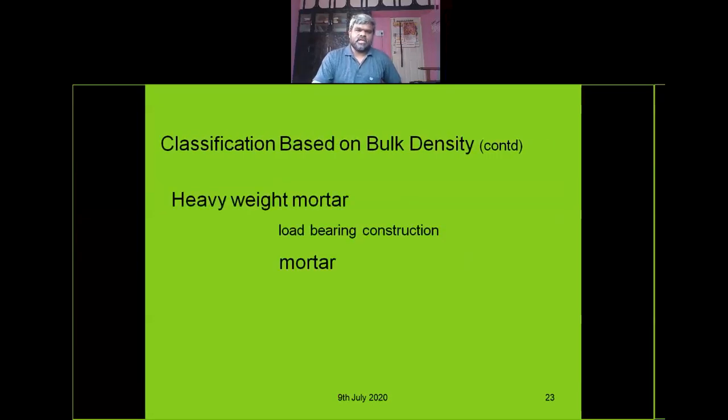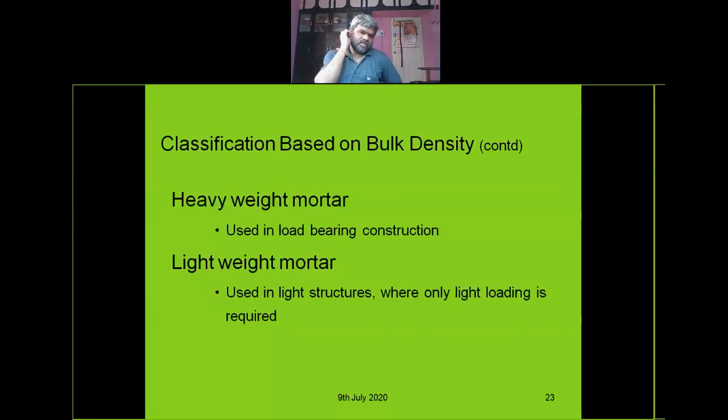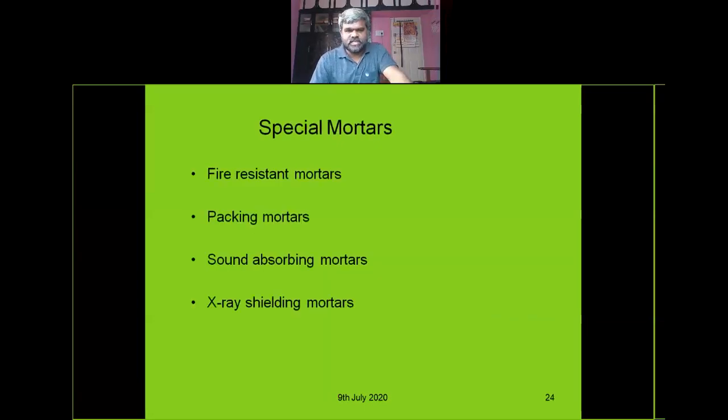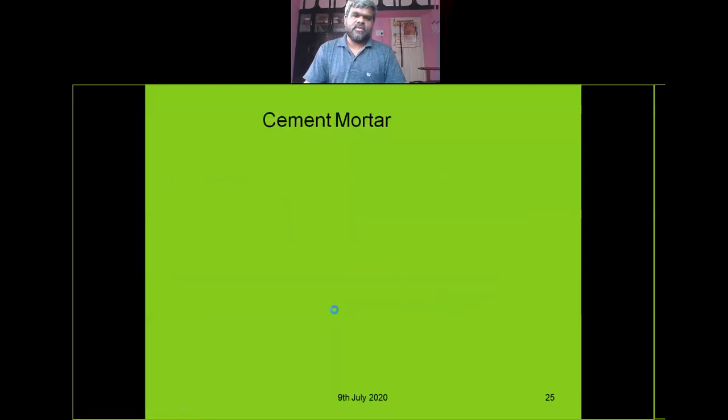Right. And heavy mortar is used in load bearing construction. Lightweight mortar is used in light structures where only light loading is required, meaning the load is very small. And special mortars are also there, that is fire resistant mortars, packing mortars used in plumbing works or for any leakages or the outlet pipe coming from the AC, sound absorbing mortars and X-ray shield mortars also. Special mortars are there. And proportioning.